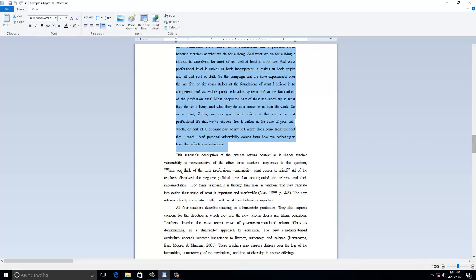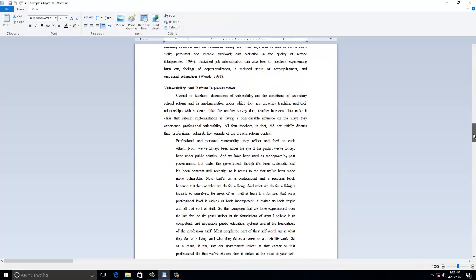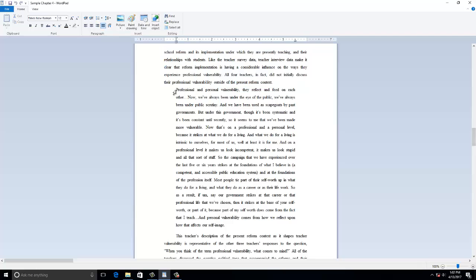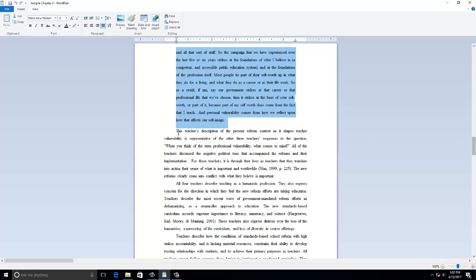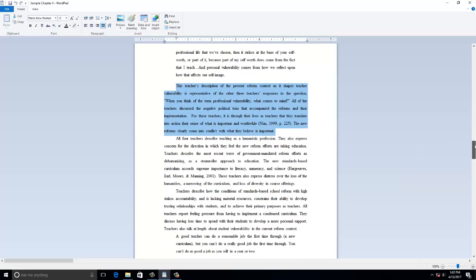Now, what I get into after the presentation of the data is the analysis. So I'm going to repeat the structure again. Here you have the introduction to the finding. Here you present your evidence. Here is your analysis of the evidence. Now we repeat the structure with the next piece of data.